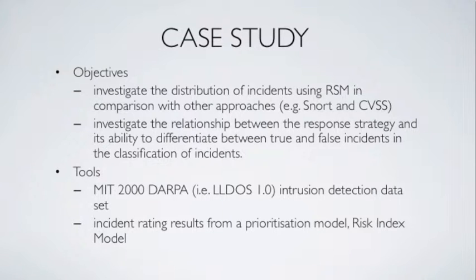We tried to evaluate whether this model works or not. In the absence of any evaluation data from other intrusion response systems, we used the next best thing, which was to prioritize incidents based on the Snort alert priority and the CVSS score, and then compare the results with the response strategy model. To see whether it works, first of all we compare to Snort priority and CVSS, but we also try to see whether roughly the true incidents are categorized in the top two quadrants and the false incidents in the lower priority quadrants. We use the MIT 2000 DARPA dataset because it's widely used, so hopefully it can be used as a basis for comparison.